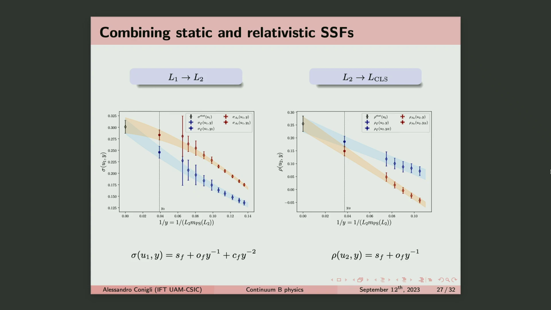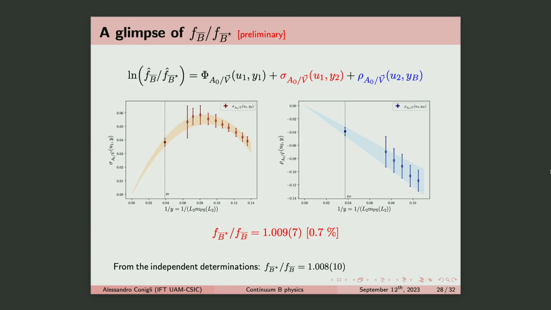Something else very interesting that we can study from our setup is the ratio between FB and FB star. Basically, if you want to access the ratio from our step scaling strategy, we have to take the differences of the previously computed step scaling function in all the different volumes. And this is, again, the final formula that we have to implement.